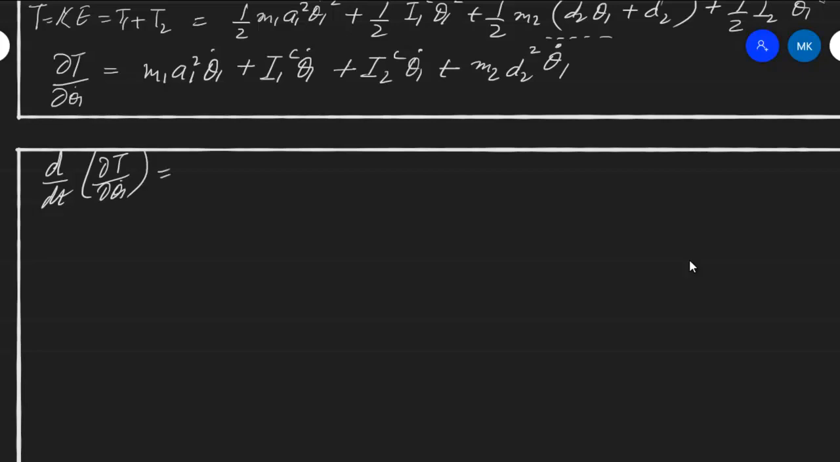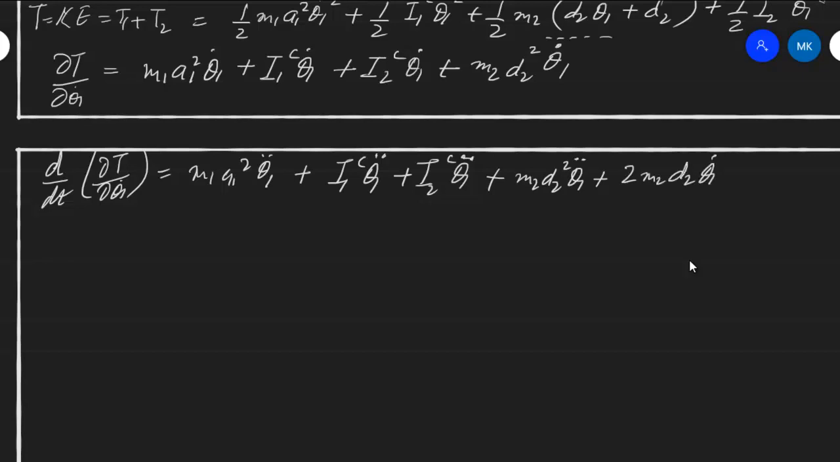So this will be nothing but m1 a1 square theta 1 double dot plus I1c theta 1 double dot plus I2c theta 1 double dot plus. So in this case, d2 is actually a variable, so it will vary with time. The theta 1 also is obviously with respect to theta 1 dot, and it will finally reduce to something like m2 d2 square theta 1 double dot plus we'll have 2 m2 d2 theta 1 dot d2 dot. So this is nothing but the differentiation of this equation with respect to time.